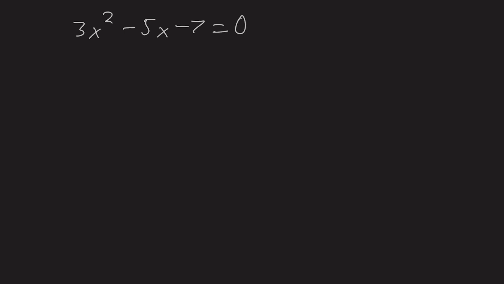Okay? Go ahead. So again, we've got a 3 right here. We're going to divide everything by that number to get x squared minus 5 over 3x minus 7 over 3 equals 0. Okay? Now we got a constant, we got to move that to the other side, and we're going to be left with x squared minus 5 over 3x equals 7 over 3.